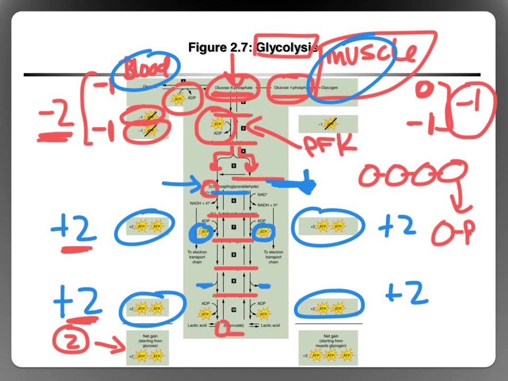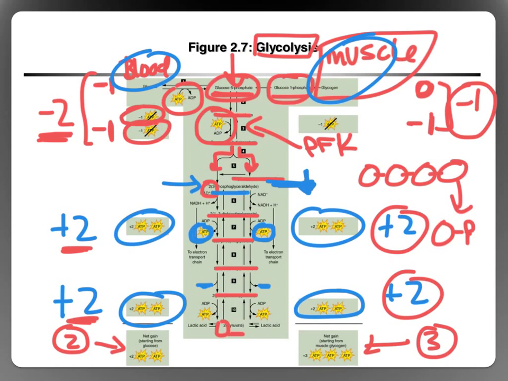We invest 1, we make 4, and so our final gain here is going to be 3. Okay? So we made 4, we invested 1, 4 minus 1 is 3. So we have 3 ATP. Okay? So once we go through this process, if the glucose 6 originated from muscle glycogen, at the end we have a net gain of 3 ATPs.